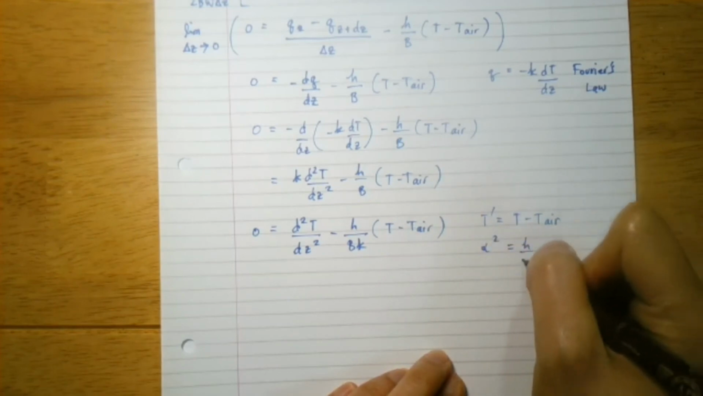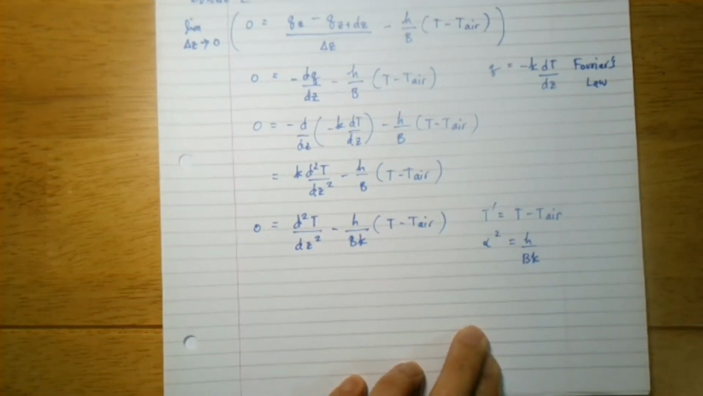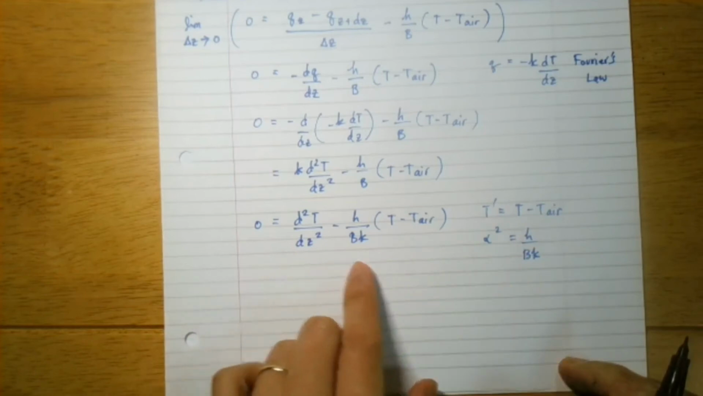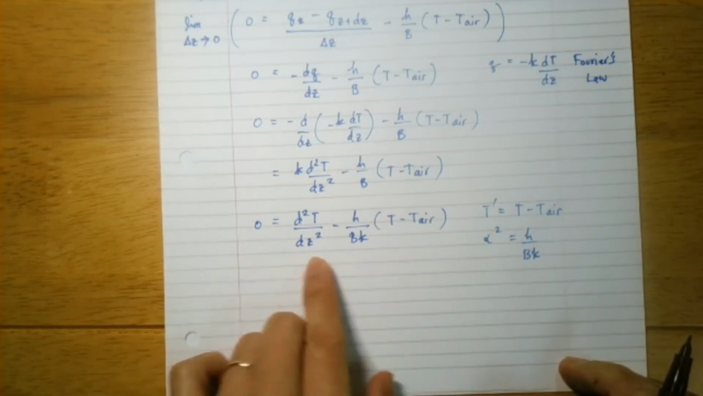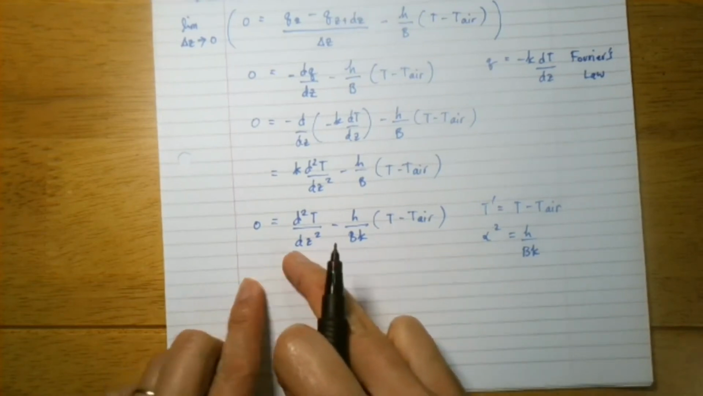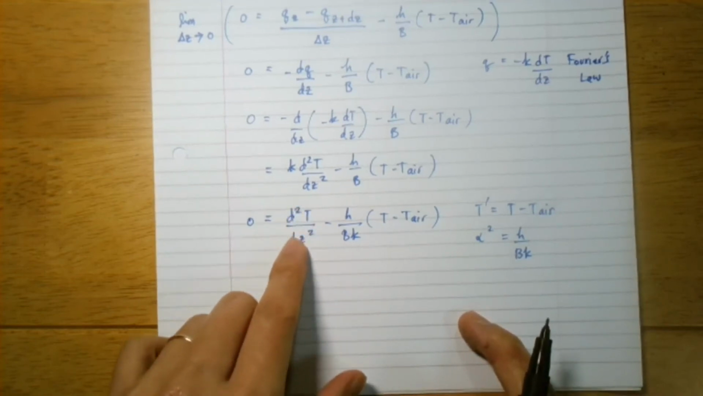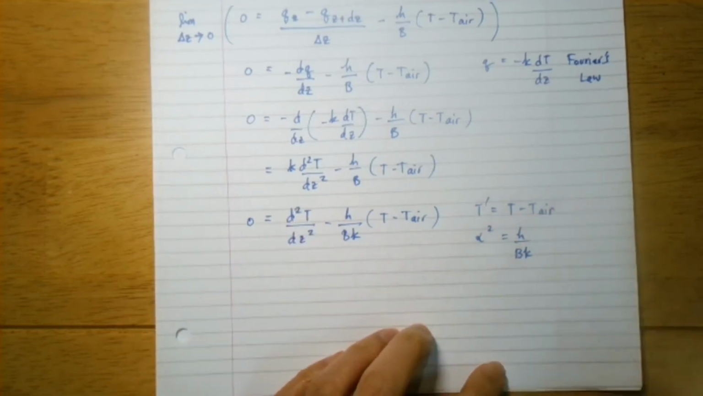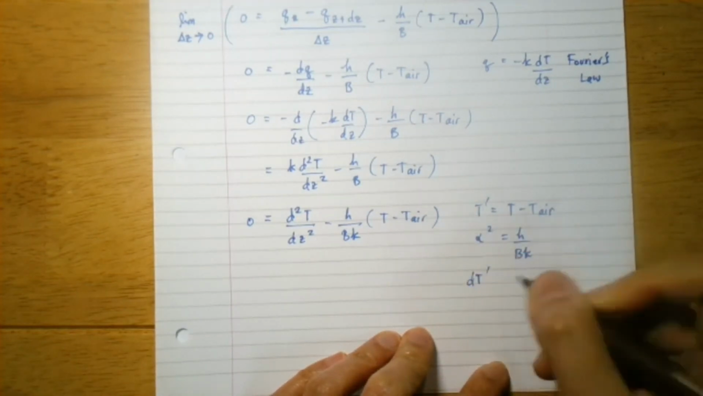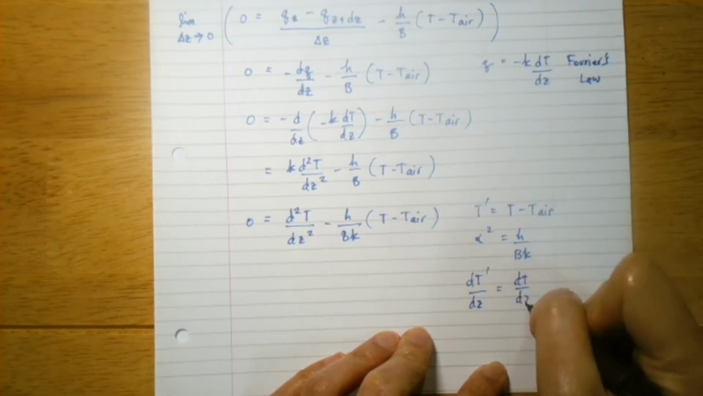Okay, so that's h bk. Okay, so using this transformation, let us see what will be the form of our differential equation. Okay, so here we have the second derivative of T. Let's take the derivative of this. So the first derivative of T prime with respect to z is dT/dz.